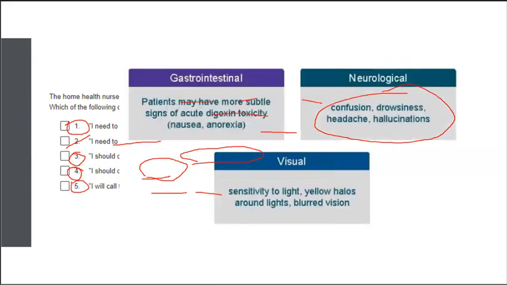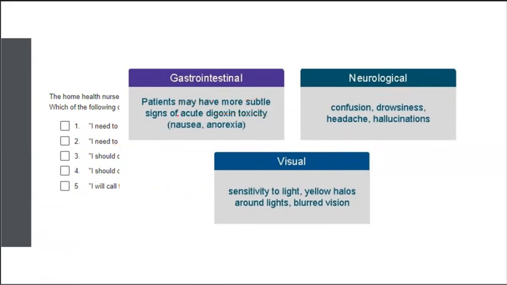So remember, with digoxin toxicity, there could be those gastrointestinal symptoms. In the initial period, you could have nausea, anorexia. We said you could have neurological symptoms like confusion, drowsiness, dizziness. And then we said he could also present with visual symptoms like those yellow halos around lights and the blurred vision.